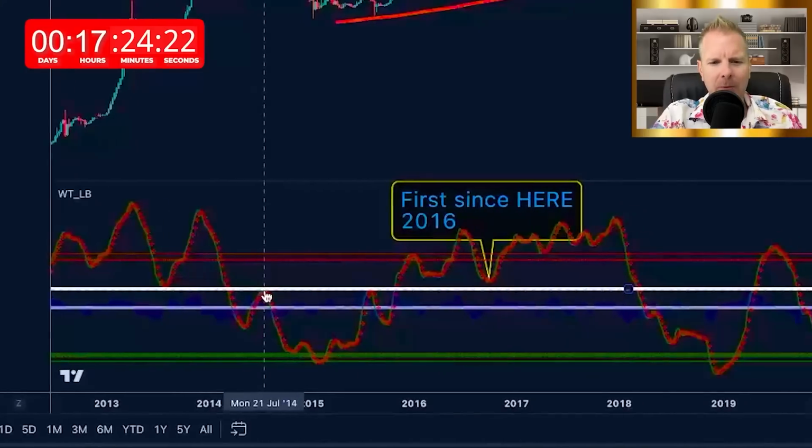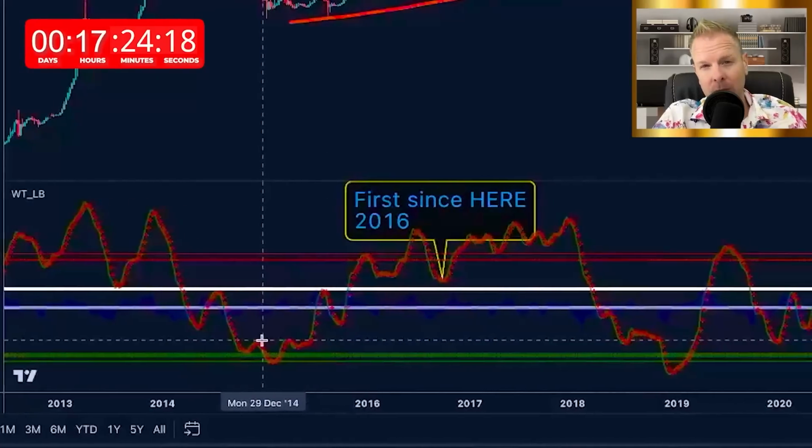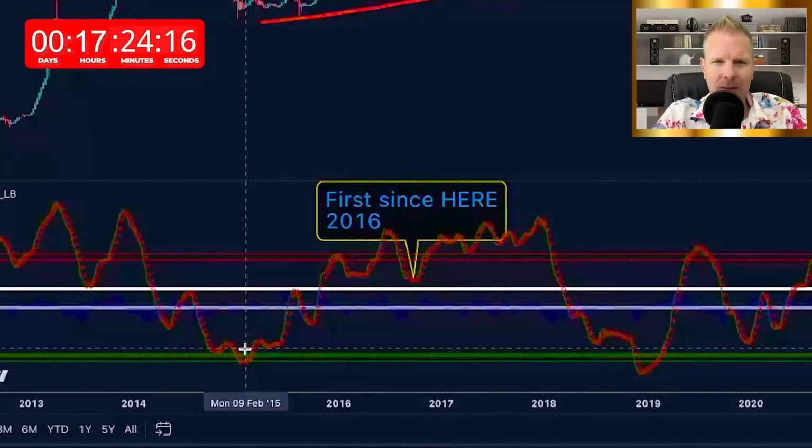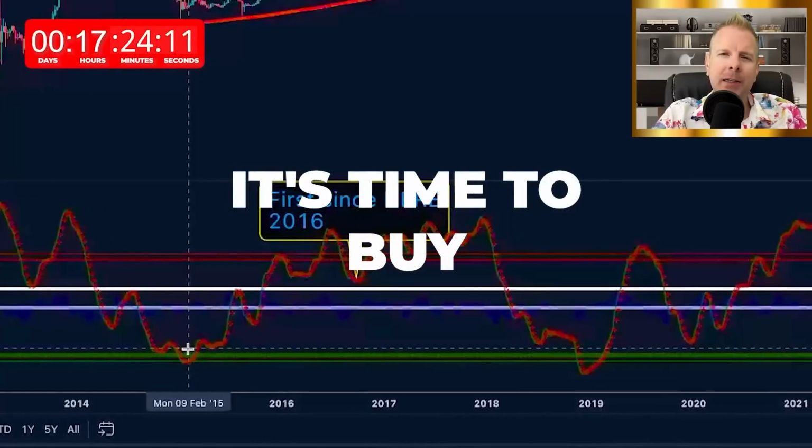So you see, we got resistance from here. It plummeted us all the way back down to the green, which, by the way, anytime you're in this green territory in the wave trend, it's time to buy. It's time to buy in large quantities. Again, this is not financial advice. I'm not your financial advisor, but I'm just stating the bona fide facts.